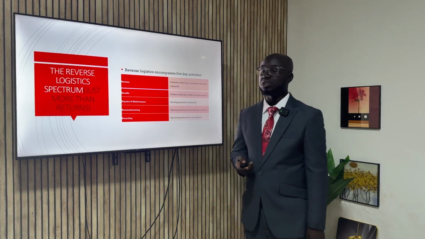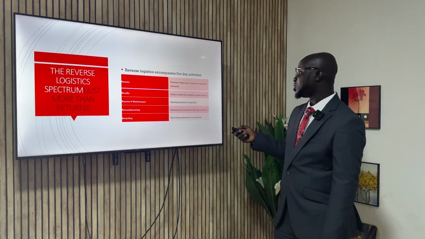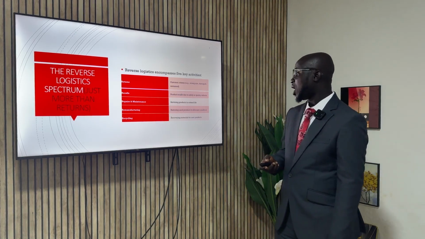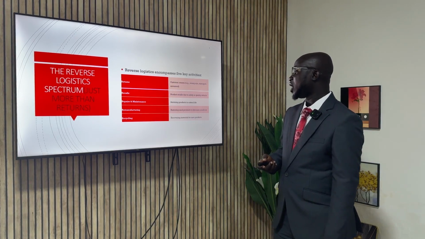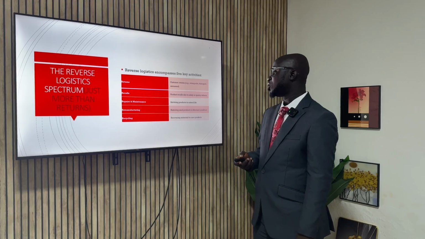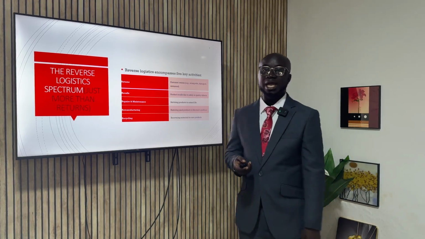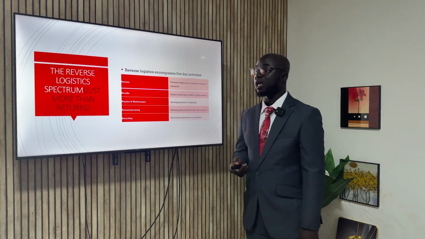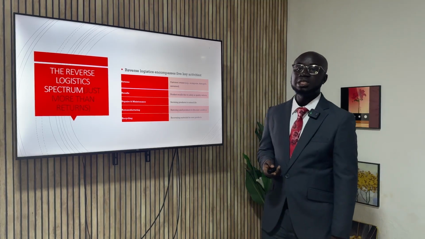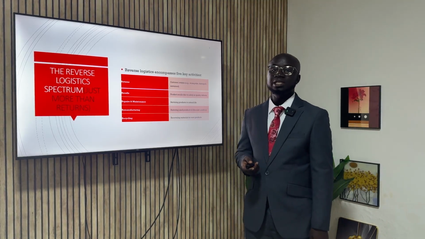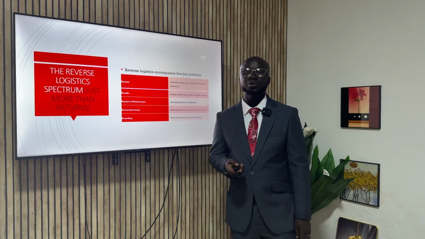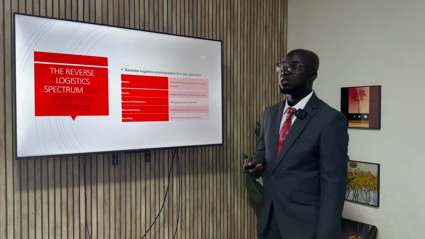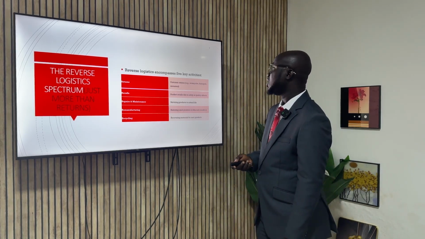Then remanufacturing. With remanufacturing, we are restoring the used product to more or less like a new one, which we sometimes refer to as refurbishing. And finally, we look at recycling. Recycling is when you recover materials for a new product. And all these activities have one common goal: maximizing value and minimizing waste. That is the main goal of the key activities.